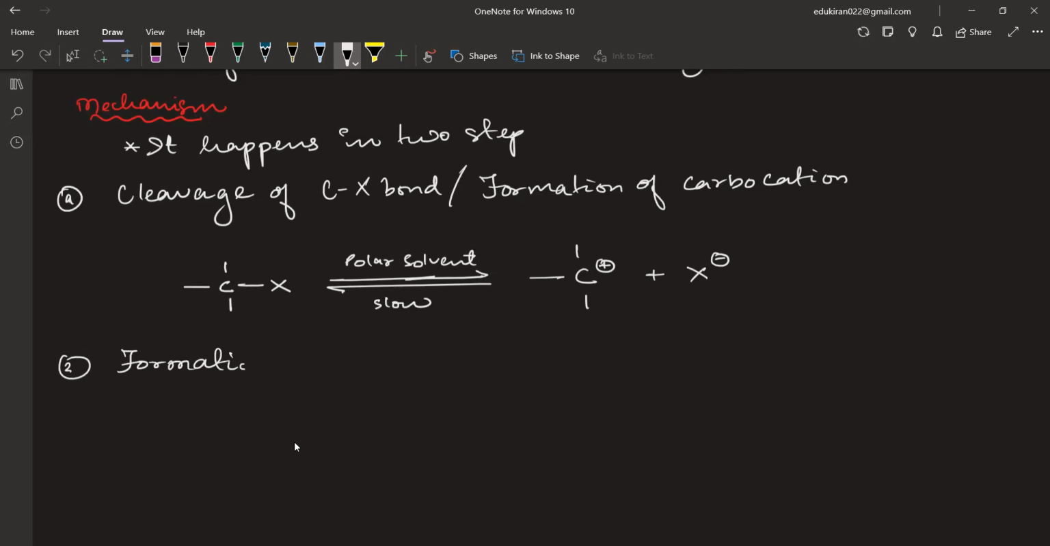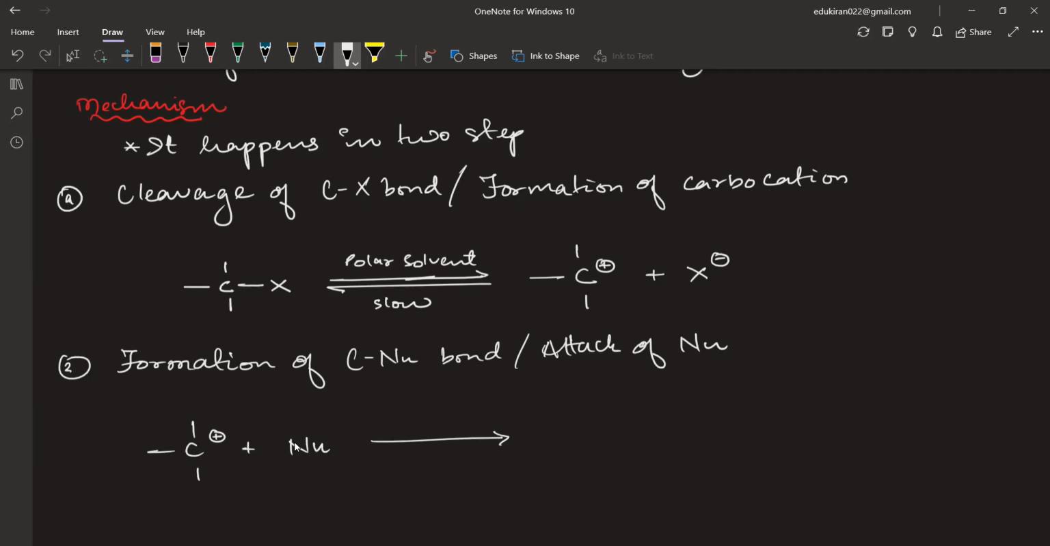Take the next step: formation of the carbon-nucleophile bond. You can also call this step the attack of the nucleophile. Here you will have the carbocation plus a nucleophile. This nucleophile will contain a lone pair, so a negative charge is optional. It can have one or not, but it will have a lone pair of electrons, and you will get carbon with three bonds and a nucleophile. So this is a very fast reaction.